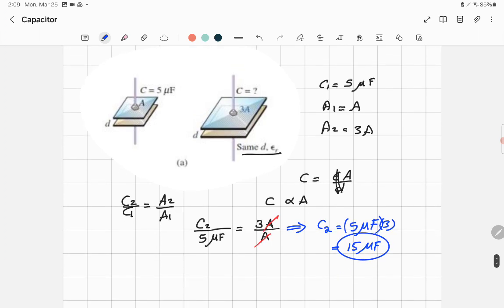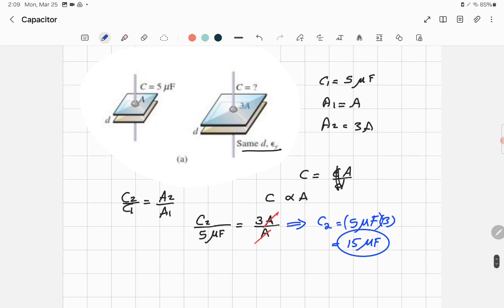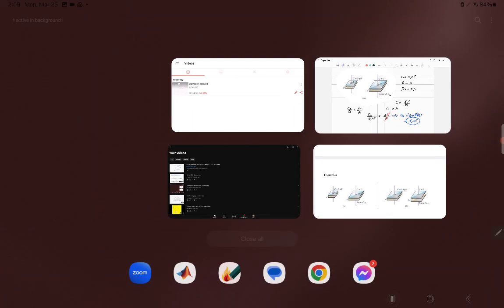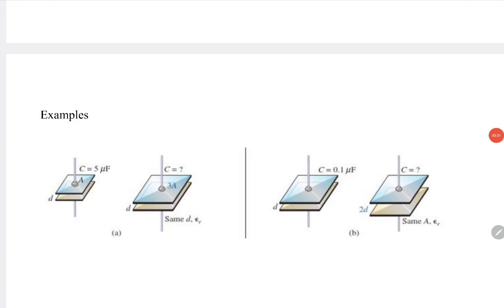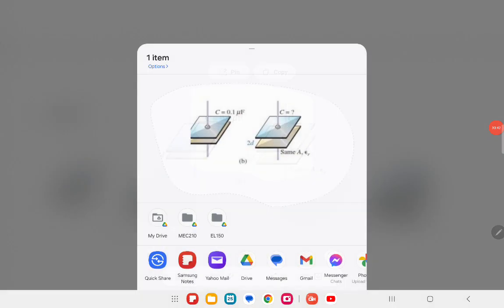Excellent. Okay. And I'll give you more exercises. Let me give you one more example. Let's just have another example. I'll take this one. Because you'll have homework, applying these things.